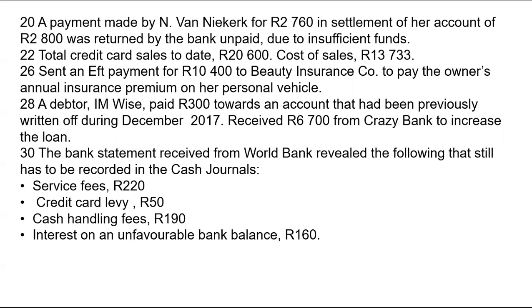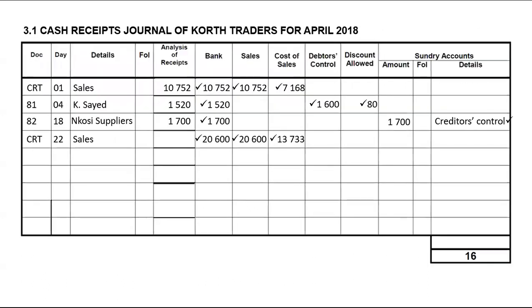Now, when a debtor was previously written off and they pay us back, we record that. Note that this is a debtor that was written off, meaning that this debtor was not in our books anymore, okay? We will record it in the CRJ, but we do not record it under debtors control because this person was no longer a debtor in our books. We will record it in a new account, and that account is called bad debts recovered.